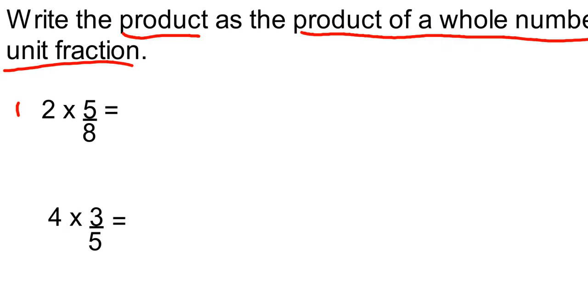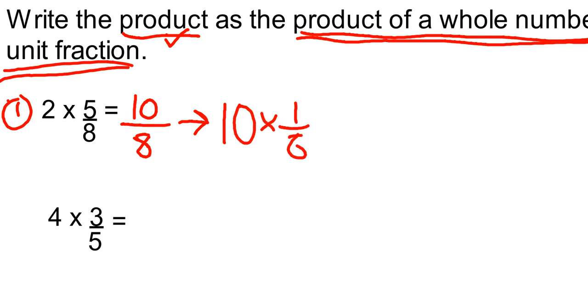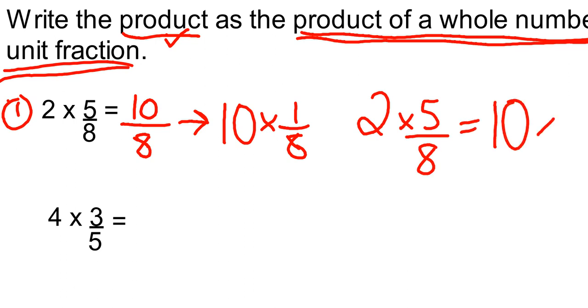So 2 times 5/8 is 10/8 because I'm doing 5/8 twice. So it's really 5/8 plus 5/8, which is 10/8. Okay. Now that is this part. So that part is done. But now I have to do this part of it. We can't forget that. Now we have to turn this and make this a product of a whole number and a unit fraction. So that is 10 times 1/8, right? Because 10/8 is 1/8 10 times. So therefore, 2 times 5/8 is equal to 10 times 1/8.